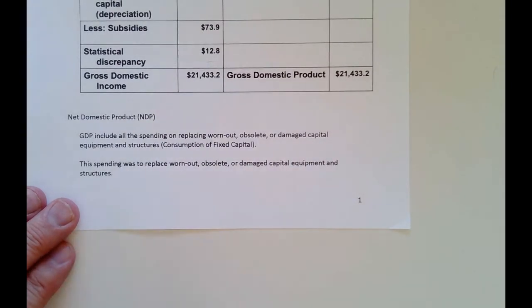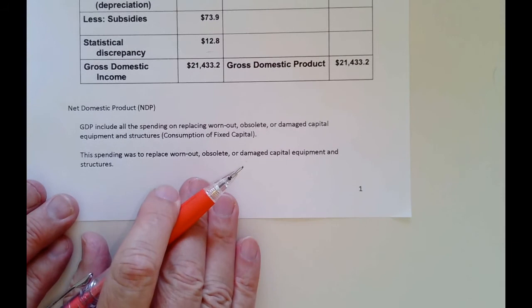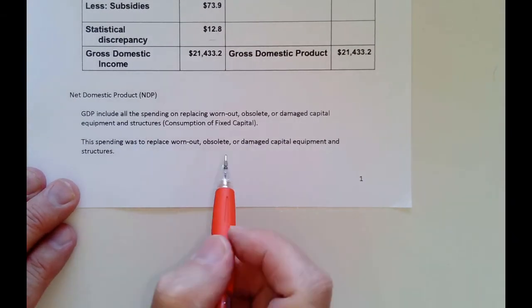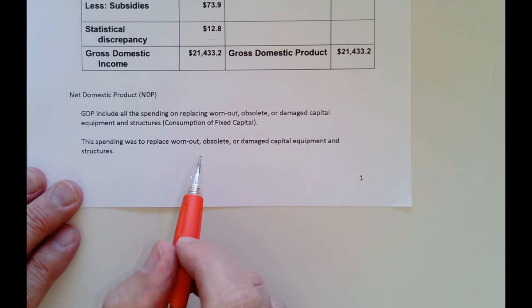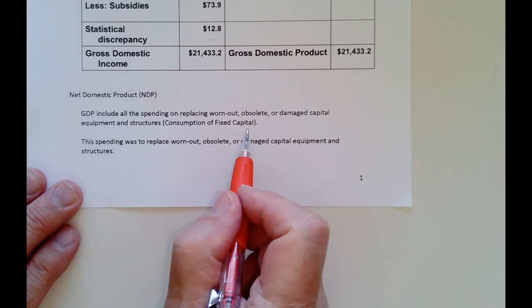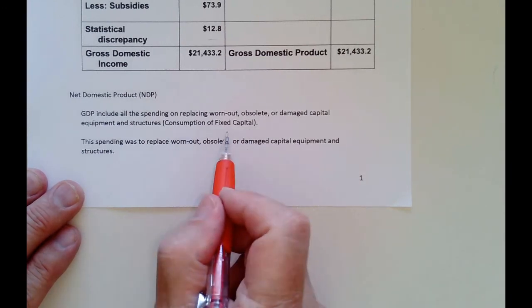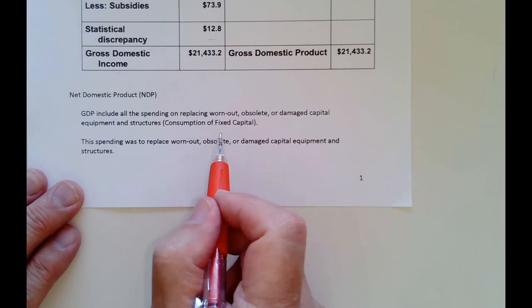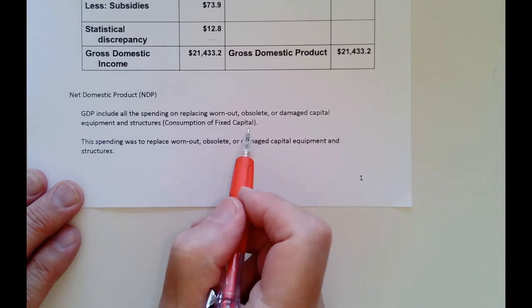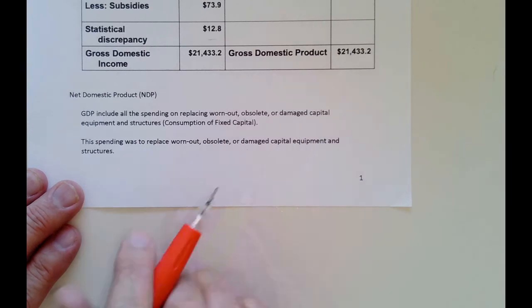It's a very simple calculation. We take our gross domestic product and we subtract the amount of money spent on depreciation. Again, the technical term for the money spent on depreciation is consumption of fixed capital. Your consumption of fixed capital represents all the money spent to replace equipment that was worn out during the year, became obsolete, or was damaged. And again, this would be known as our net domestic product.